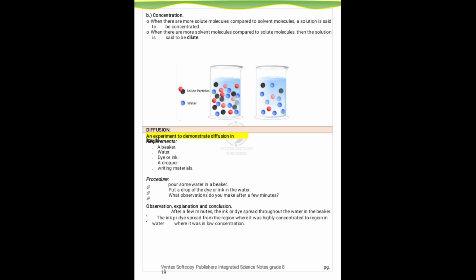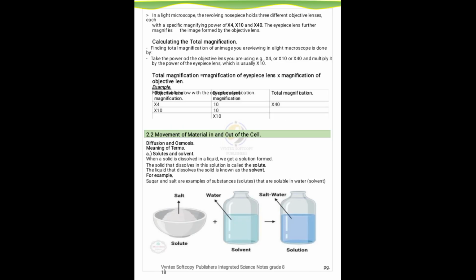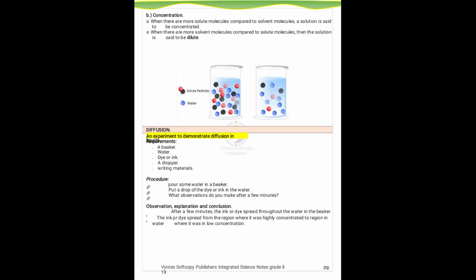And as we all know, this is integrated science, grade 8 CBC, and the definition of diffusion is the movement of substances from a region of high concentration to a region of low concentration. It is as simple as that. Movement of substances from a region of high concentration to a region of low concentration.